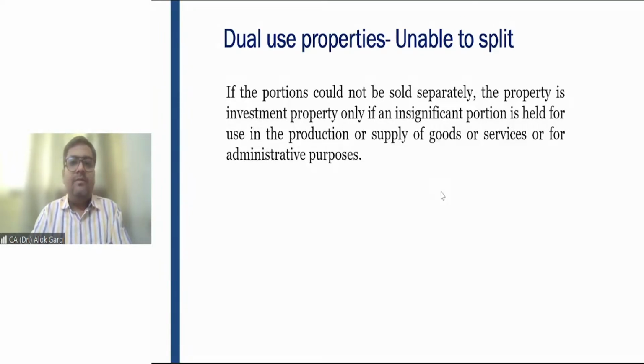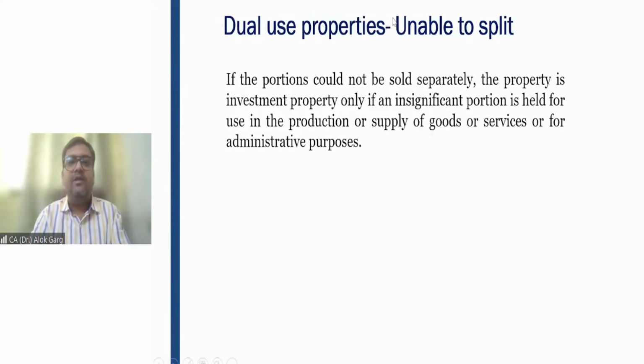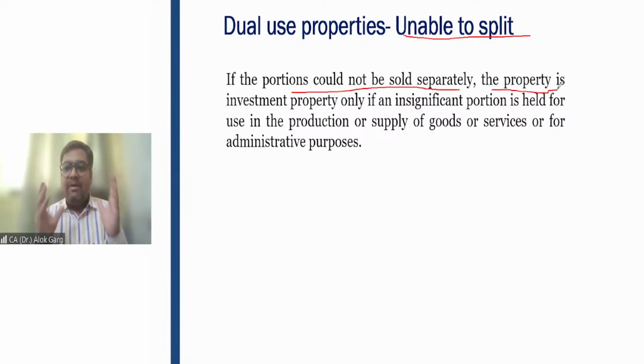Okay, let's move on. So we discussed dual use and able to split, meaning the legal title for the separate floors is there. Now, dual use and the property is unable to split. If the portions could not be sold separately, it means the legal title is not there for the separate floors. This entire building has to be sold as one unit only.